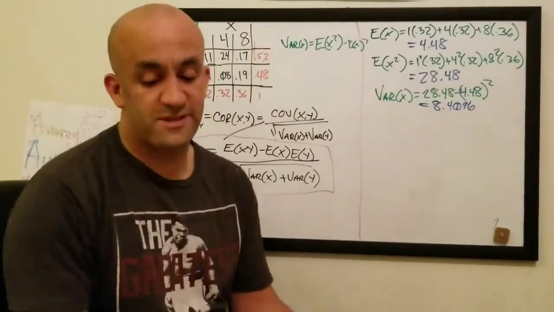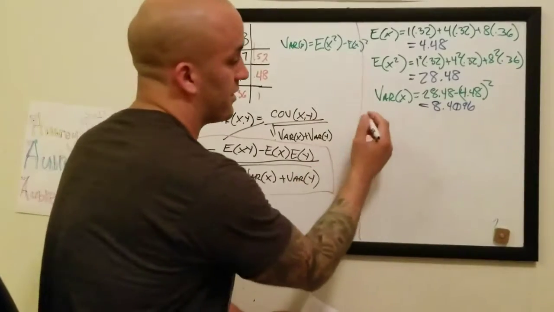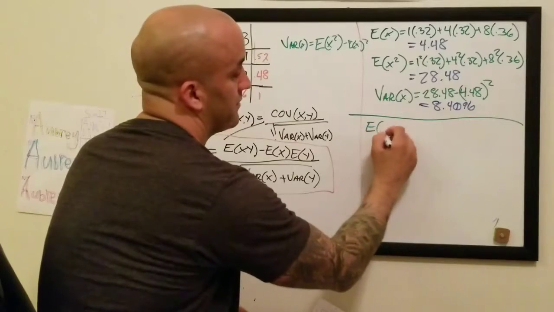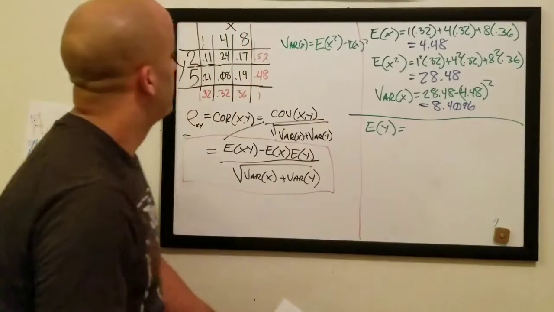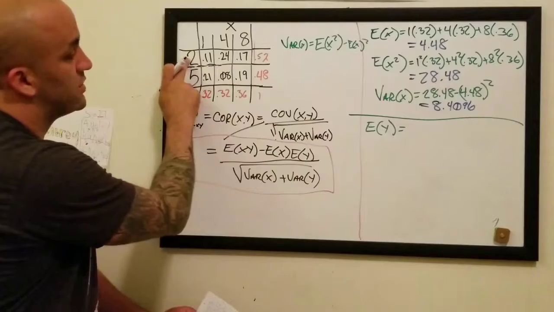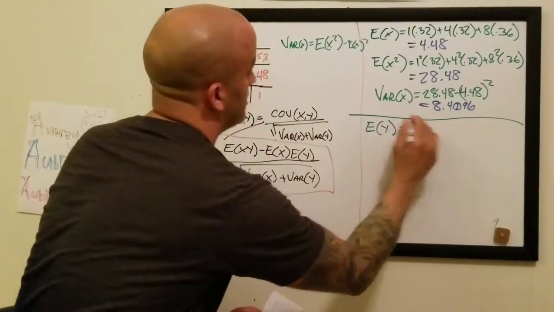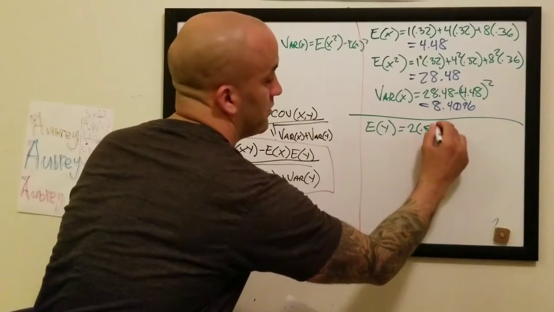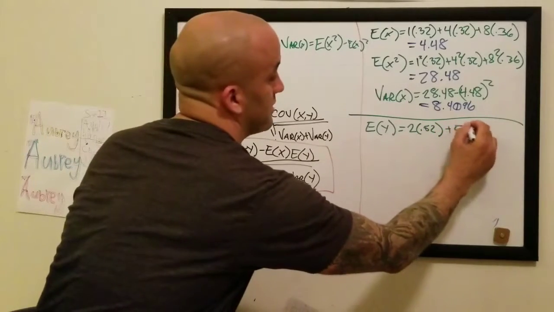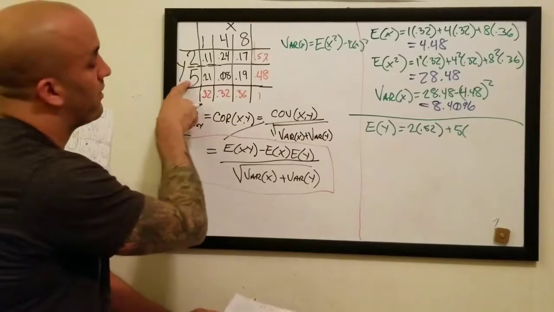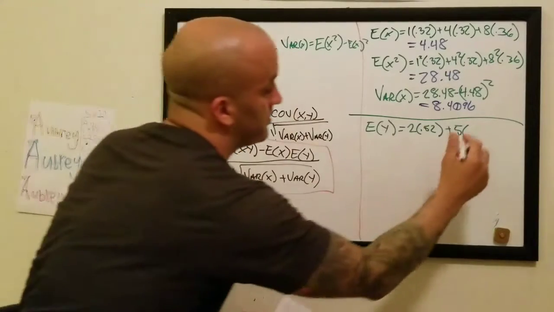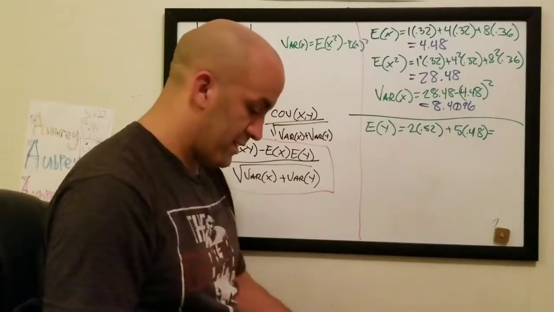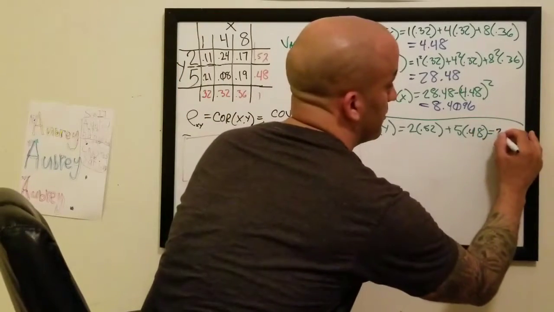Then we're going to do all the same thing with our y values, right? So let's find the expected value of y. We're going to take our y value, which is 2, times it by our marginal, which is 0.52. And then we're going to do the same with our other one. Take our y value, times it by the marginal, 0.48. And that should equal 3.44.